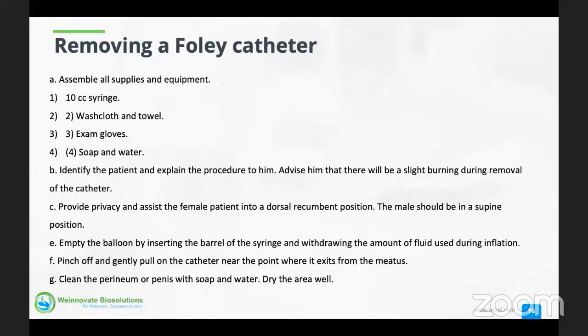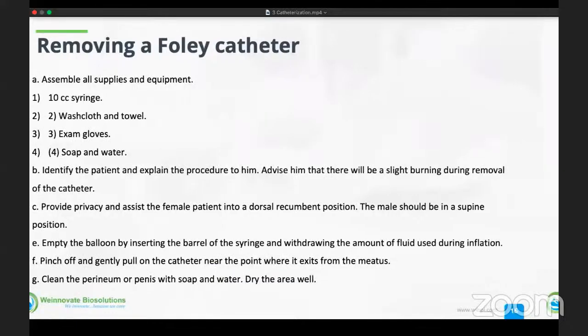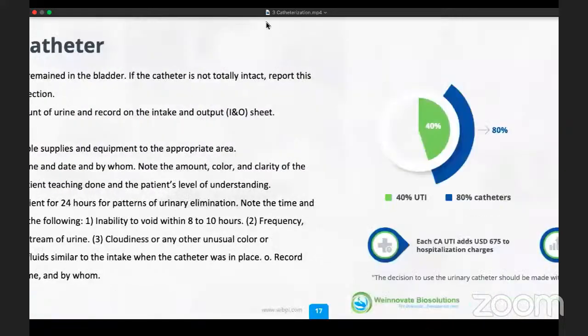Provide a level of fluid similar to the intake when the catheter was in place, which was around 2.5 to 3 liters of water, and record that the catheter was removed, with date and time, and by whom. So this was all the information about catheterization. We have learned what the different types of catheters are, why catheterization is required, how to insert the catheter in both types of patients, how to maintain them, and how to remove the catheter.